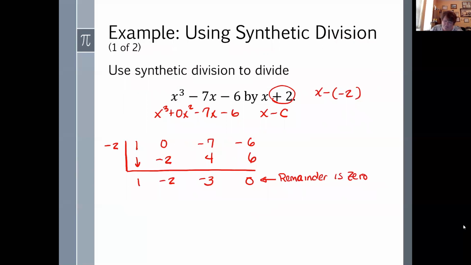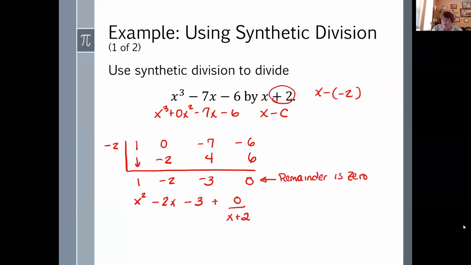Our quotient is, the first number in that third row is the coefficient on my quotient. I've divided a third-degree polynomial by a first-degree polynomial, so I'm going to get a second-degree polynomial. So that will be x squared minus 2x. The negative 2 is the coefficient on the x, and then minus 3 is my constant. Okay, so the division results in a quotient of x squared minus 2x minus 3 with a remainder of 0.